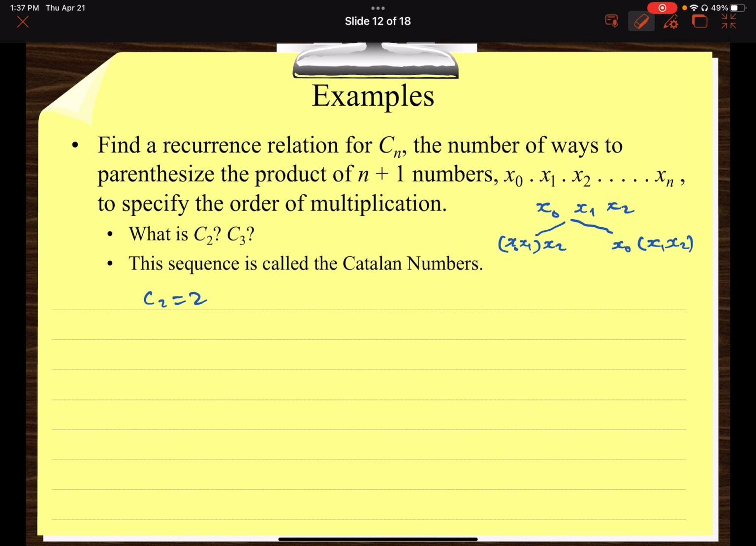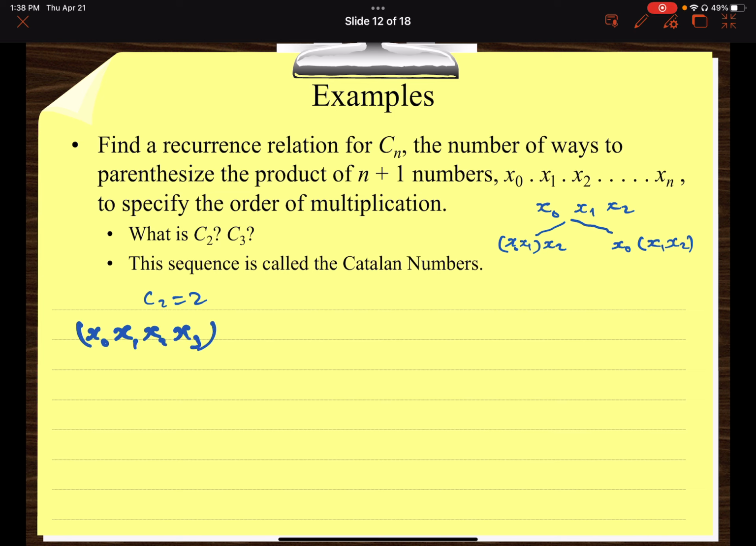I have basically x0, x1, x2, x3. How many parenthesizations do I have? Let's start. Actually, I keep changing. So basically we want to carry out x0, x1, x2, x3. What are the possible parenthesizations?